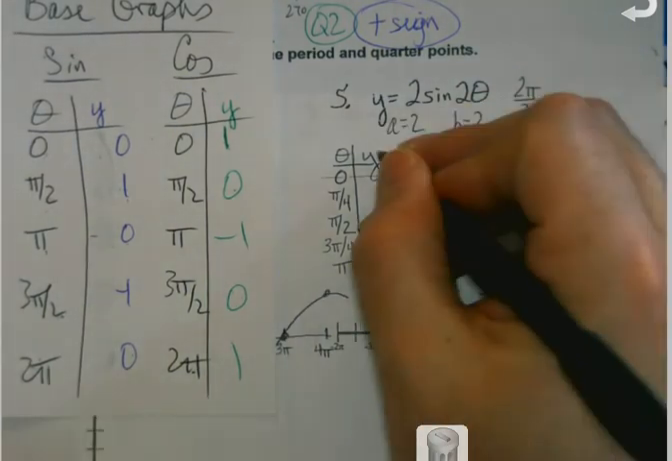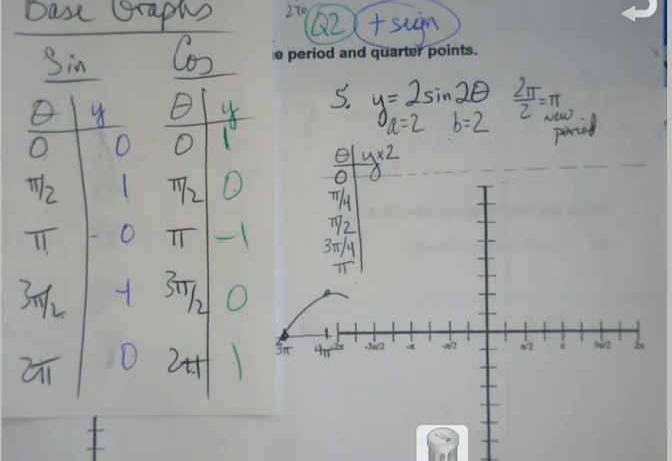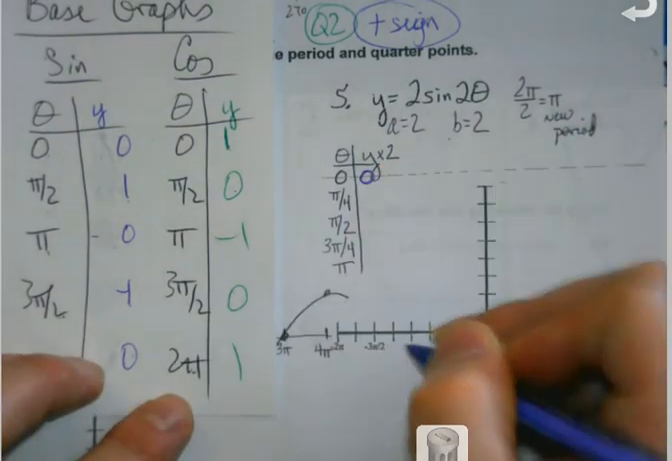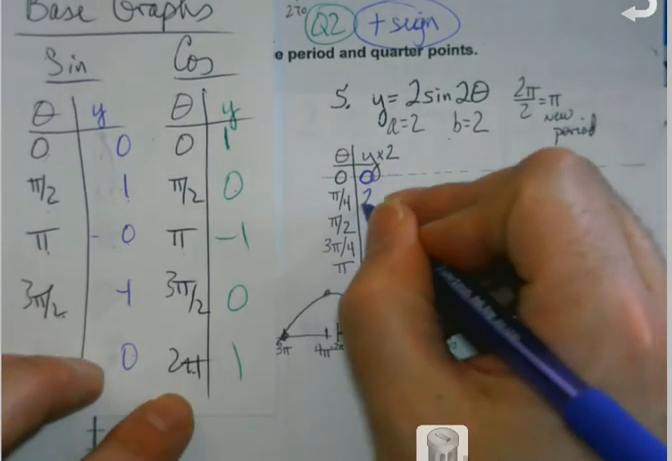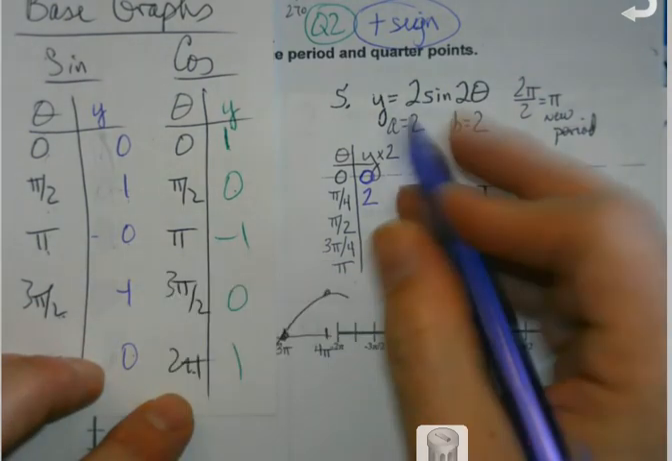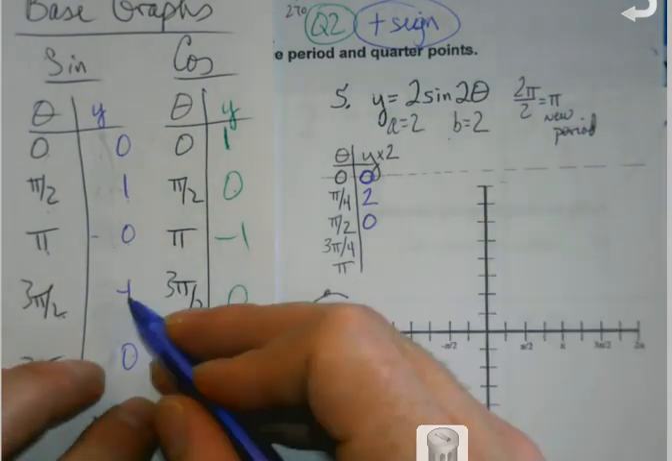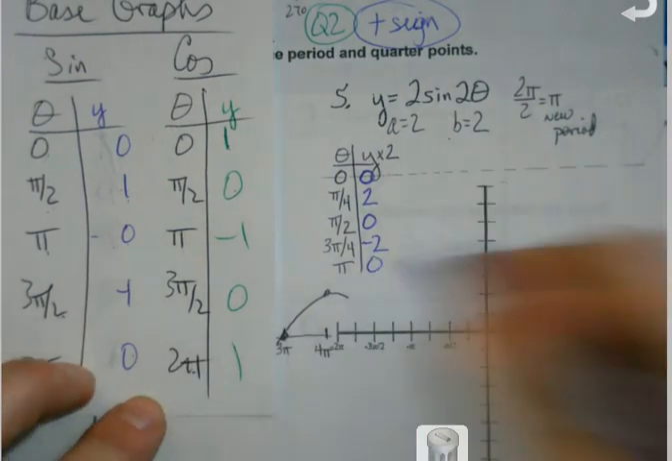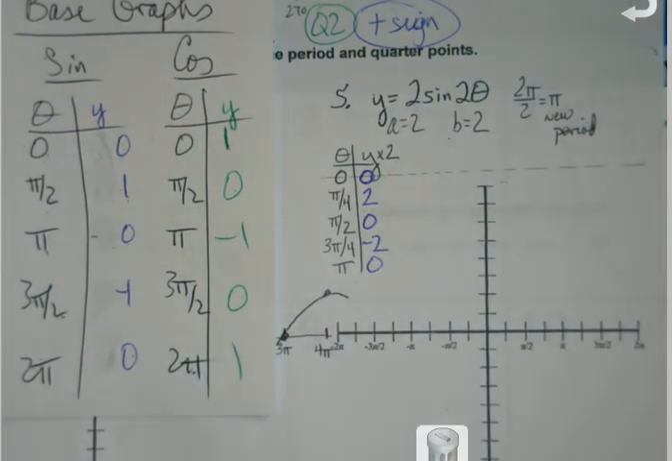And just like we did on that last one, my only job is going to be to multiply the y value of sine by 2. Make sure you get the right one. So if I multiply 0 by 2, I still get 0. 1 times 2 is 2. 0 times 2 is 0. Negative 1 times 2 is negative 2. 0 times 2 is 0. And it's actually all going to fit this time. It's even better.